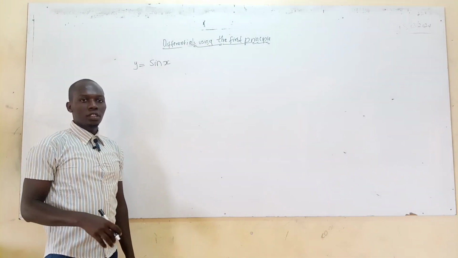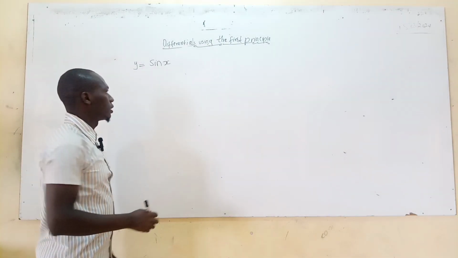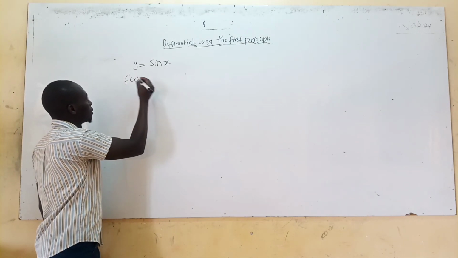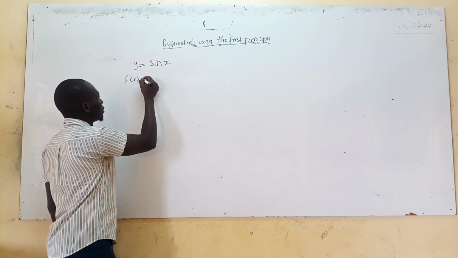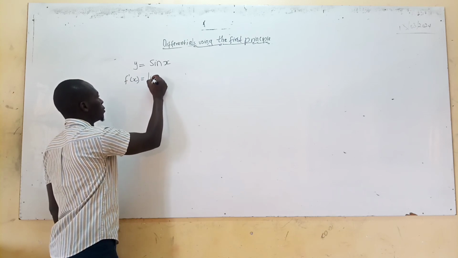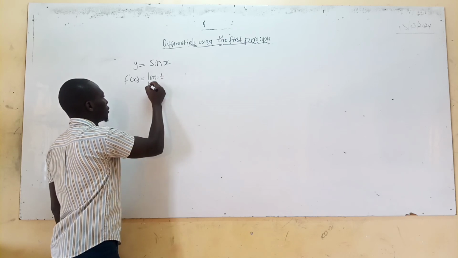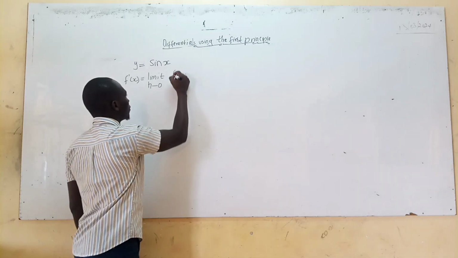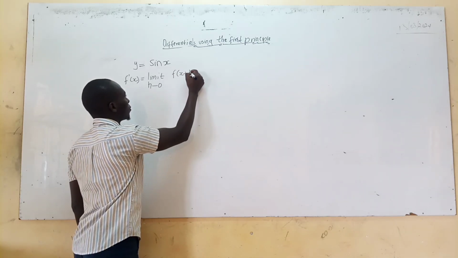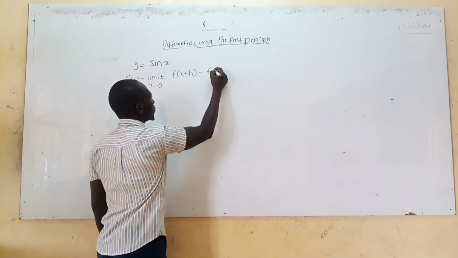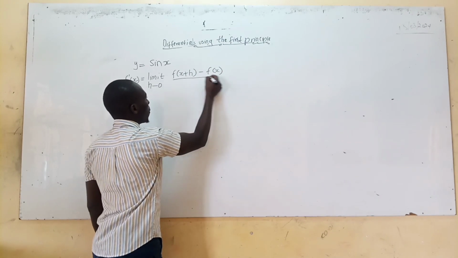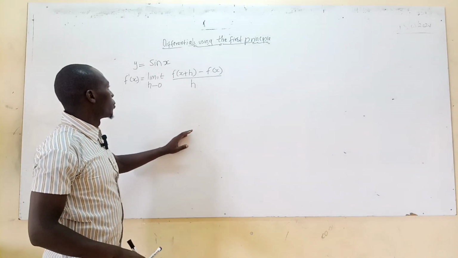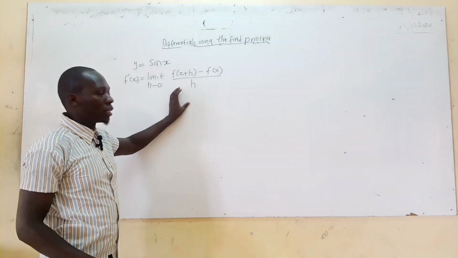The first thing that you need to understand about the first principle is that a function f of x is equal to the limit as h approaches 0. This is our first principle formula, and this is the main thing that you need to understand.